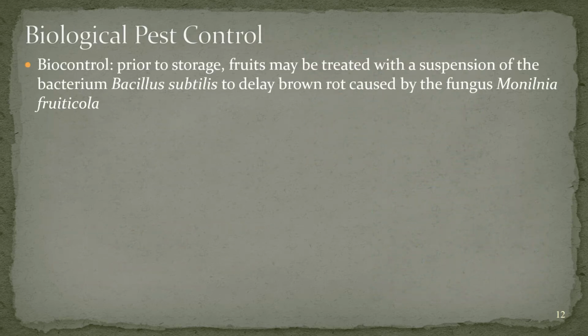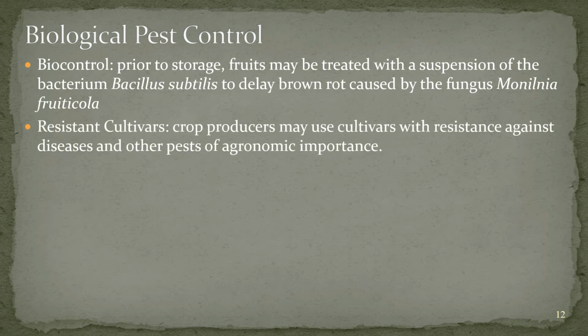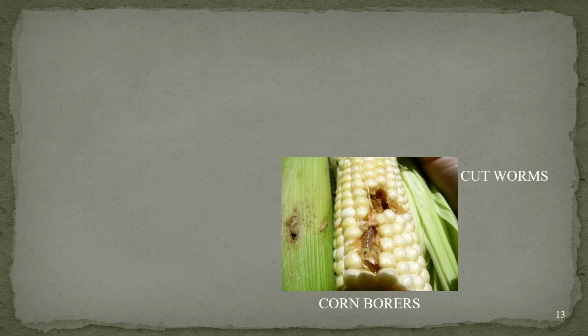Biocontrol is when, prior to storage, we treat fruits with a suspension of the bacterium Bacillus subtilis to delay brown rot caused by the fungus Monilinia fruticola. Resistant cultivars: crop producers are basically using cultivars with resistance against diseases and other pests of agronomic importance, so that we're growing something that's already resistant so we don't have to.